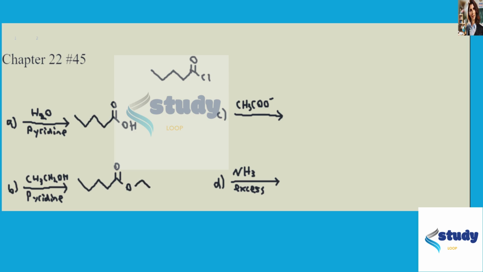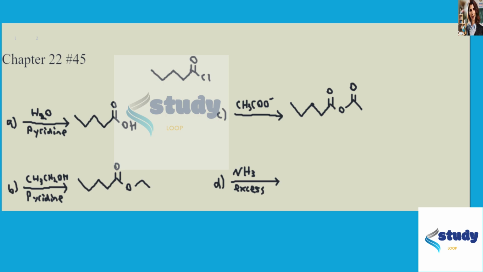Okay, for C, we're using a carboxylate ion. And so this is going to give us the anhydride. So we're using an acetate. And so we are going to get the mixed anhydride with the 5-carbon chain on one side and the 2-carbon chain on the other. All right, so there we go.